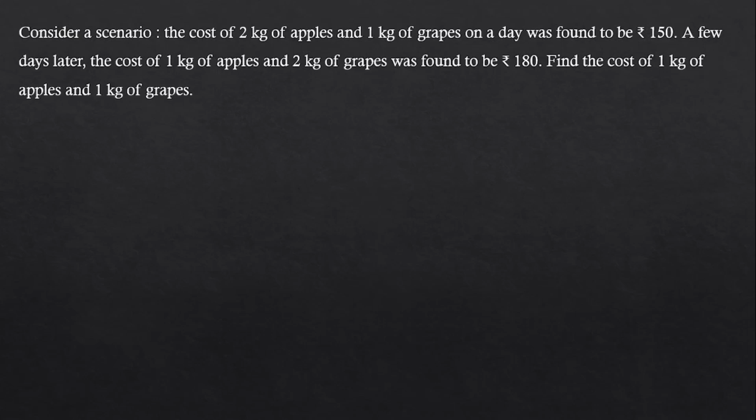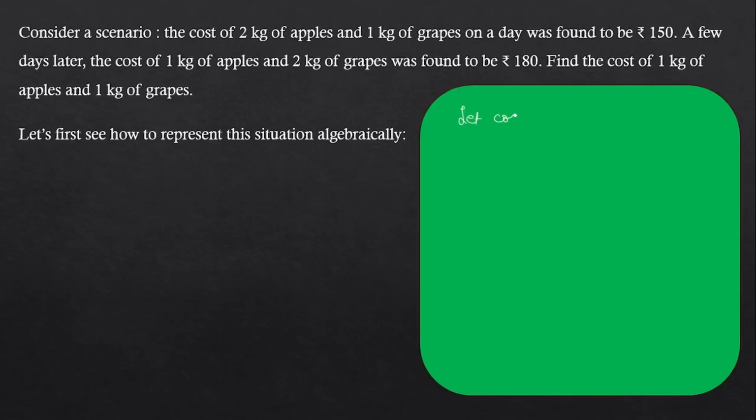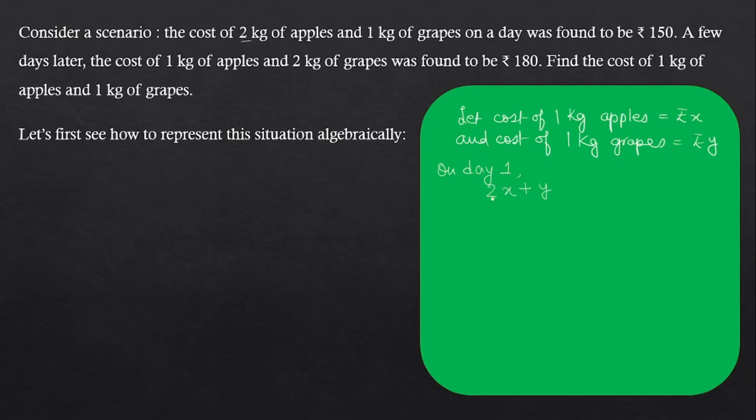Again, here we are having two unknown values. So let cost of 1 kg apples is rupees X and cost of 1 kg grapes is rupees Y. Let us see the conditions. Cost of 2 kg of apples and 1 kg of grapes on a day is rupees 150. So on day 1, since the cost of 1 kg apples is X, the cost of 2 kg of apples will be 2X, cost of 1 kg of grapes is Y, and the total cost is equal to 150. This becomes my first equation.